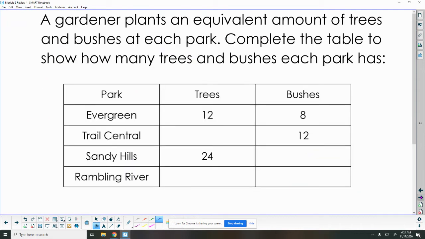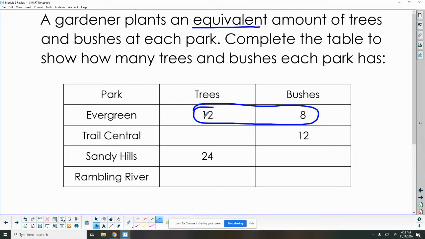Hey, a gardener plants an equivalent amount of trees and bushes at each park. Complete the table to show how many trees and bushes each park has. So remember, our park has equivalent trees and bushes. So we know at every park they're going to have a ratio of 12 trees to 8 bushes. So that doesn't mean they all have exactly that. It just means they have that equivalent ratio.